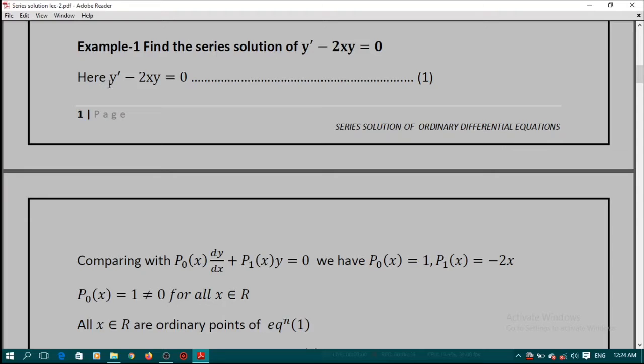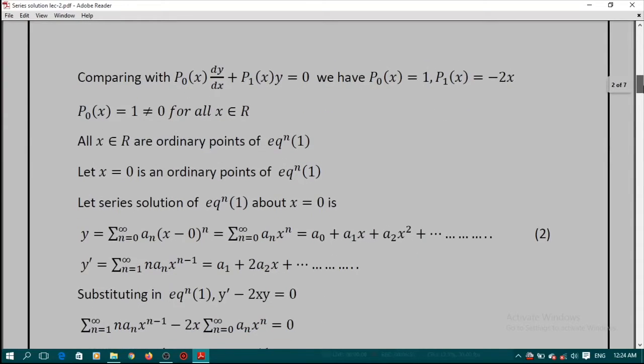So here y' minus 2xy equals 0. This is equation 1. Comparing it with p0(x) dy/dx plus p1(x) y equals 0, we have p0(x) equal to 1 and p1(x) equals minus 2x. Now p0(x) equals 1, which is not equal to 0 for all x belonging to R. That means all x belonging to R are ordinary points of equation 1. So this given equation doesn't have any singular point.